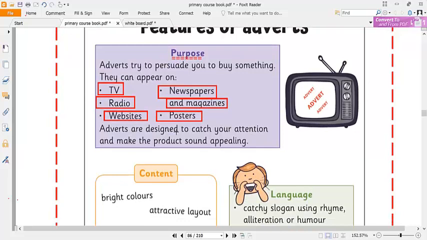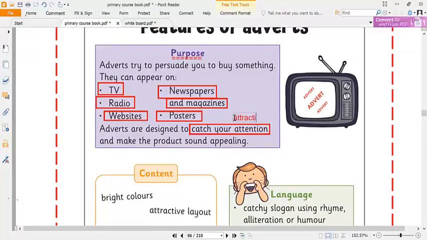Adverts are designed to catch your attention. Catch your attention means attractive. Yes, Yahya, correct. Thank you. So, as I told you, adverts are attractive. The design of the advert should catch your attention and make the product sound appealing. Appealing also means attractive. You design it to be appealing and attractive. This is the design of the advert.